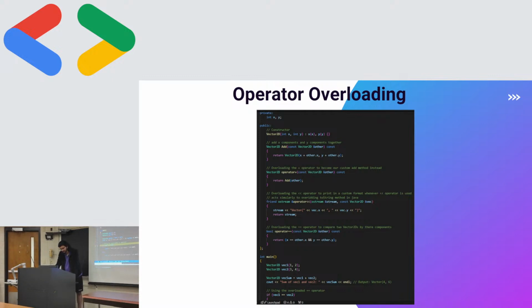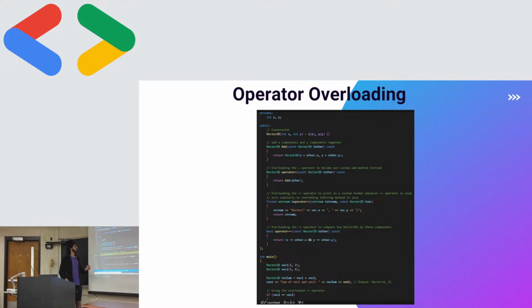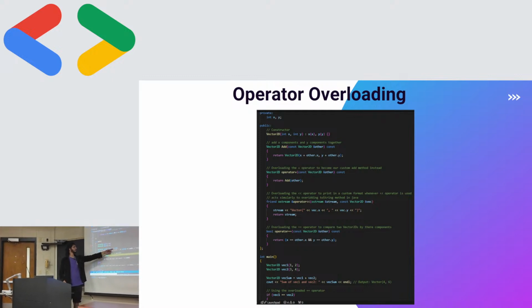Okay, so yeah, for vector sum, just as I specified earlier, because we overloaded this operator, it did what I talked about, and our product is going to have an x of 4 and a y of 6.